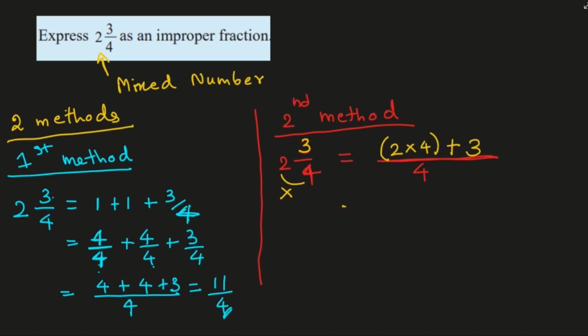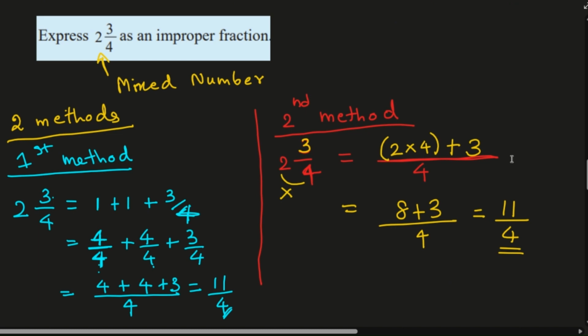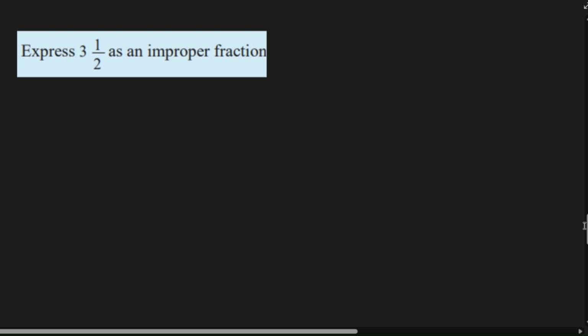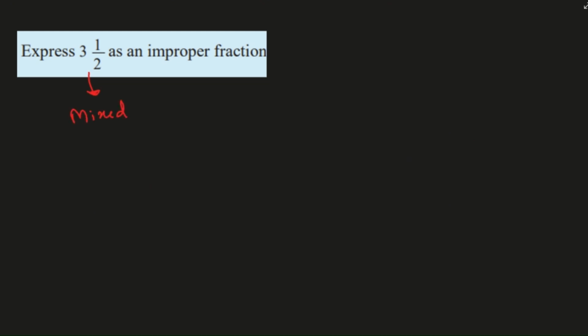So what's the answer? 2 into 4, it's 8, plus 3 divided by 4. So what's the answer? 11 upon 4. I think this method will be really easy. Let's go for another example. Express 3 and 1 upon 2 as an improper fraction. So this is a mixed number. Let's do it using the multiplication approach, okay?